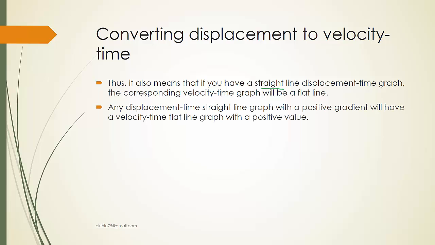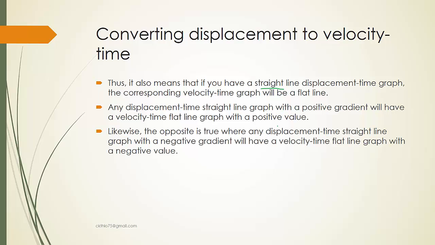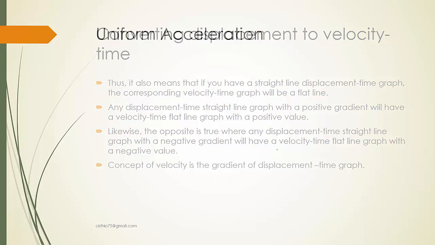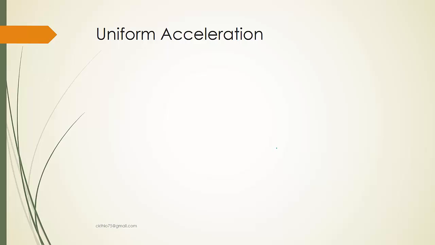So any displacement time graph that has a positive gradient will have a velocity time graph that is of a positive value. Likewise, the opposite is also true. That stems from the idea that velocity is the gradient of a displacement time graph. Let's move on to uniform acceleration.